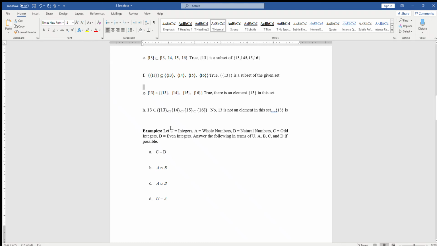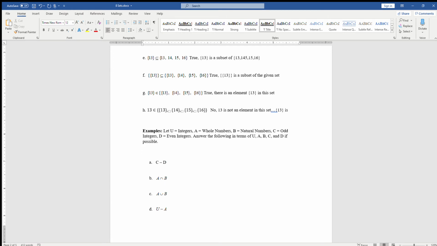So if I give you a set of integers or whole numbers or natural numbers or whatever it might be, one of the questions I may ask you to be able to do is to express that set in terms of all the other sets. So we define U to be the universe, which is the integers. A is the whole numbers, which is certainly a subset of integers. B is the natural numbers. C is the odd integers. D is the even integers.